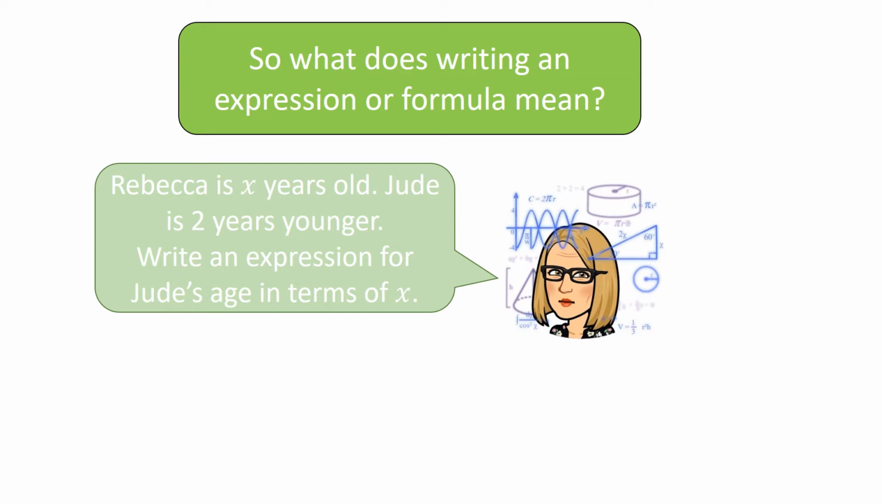And instead of using X, say the question read Rebecca is 46 years old, Jude is 2 years younger, then you would know straight away that to work out Jude's age, you would do 46 subtract 2. We're going to do the same, but we're going to use X instead. So the expression here for Jude's age is X take away 2. X, whatever my age, take away 2 would be Jude's age.